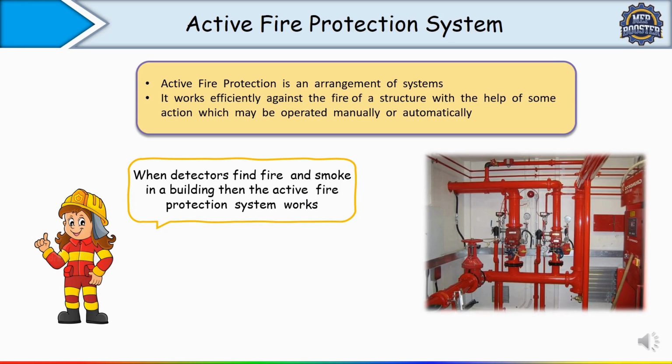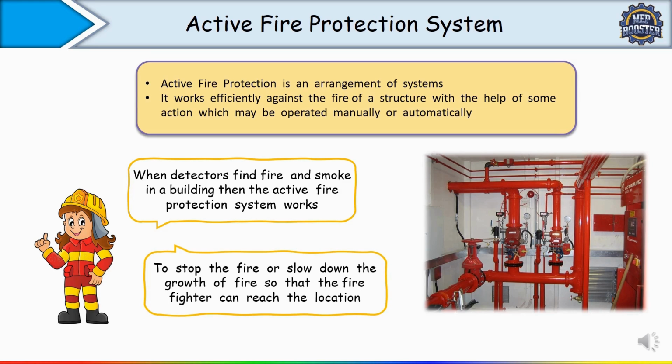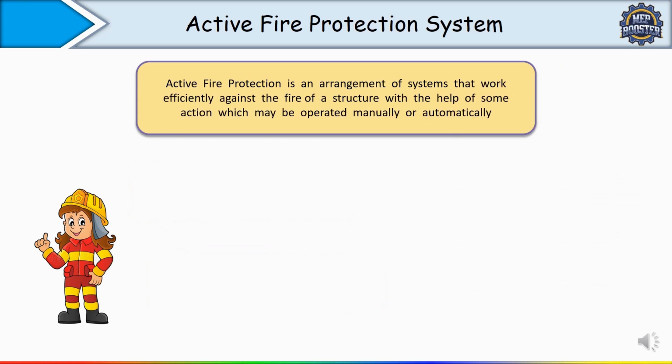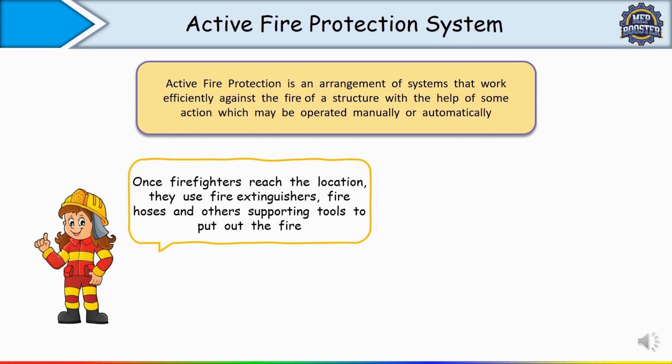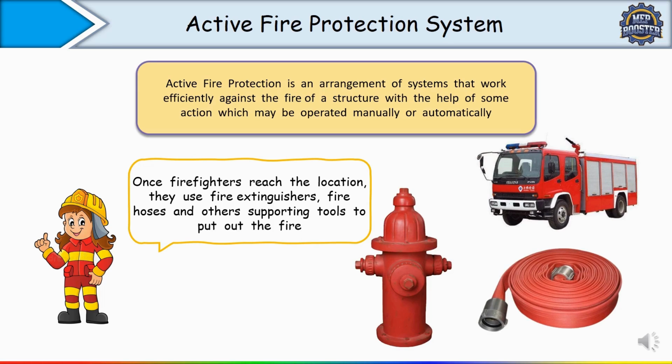So when detectors find fire and smoke in a building, the active fire protection system works, to stop the fire or slow down the growth of fire so that the firefighters can reach the location. Simple. Once the firefighters reach the location, what happens? They use fire extinguishers, fire hoses and other supporting tools to put out the fire. Okay, different.